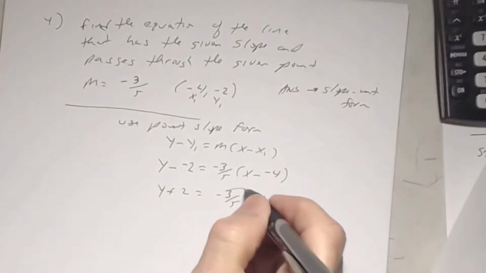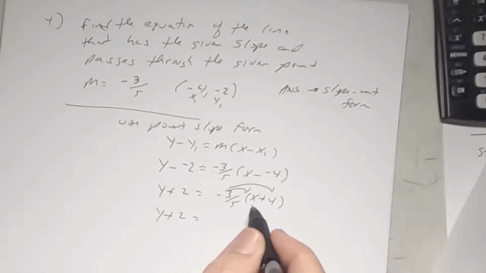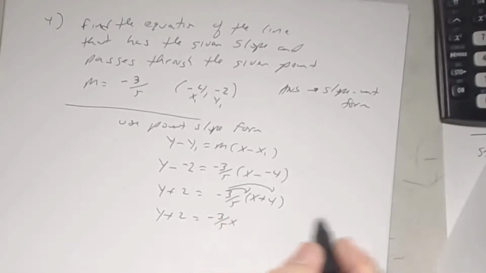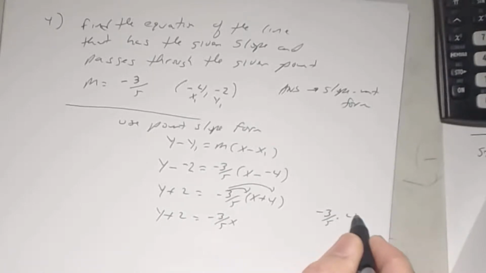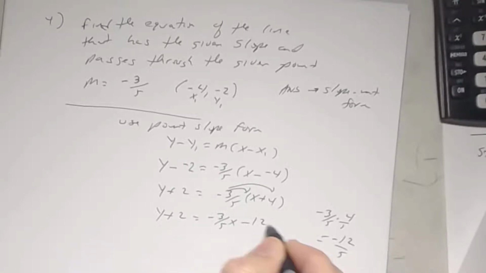Distribute. All right, good. So we're going to get Y plus 2 equals, what's -3/5 times X? What's -3/5 times a positive 4? And that's really 4/1. -12/5. Good. So you agree I get Y plus 2 equals -3/5 X minus 12/5.